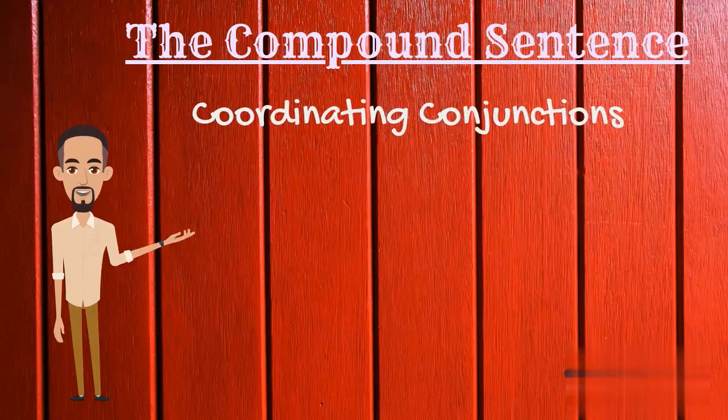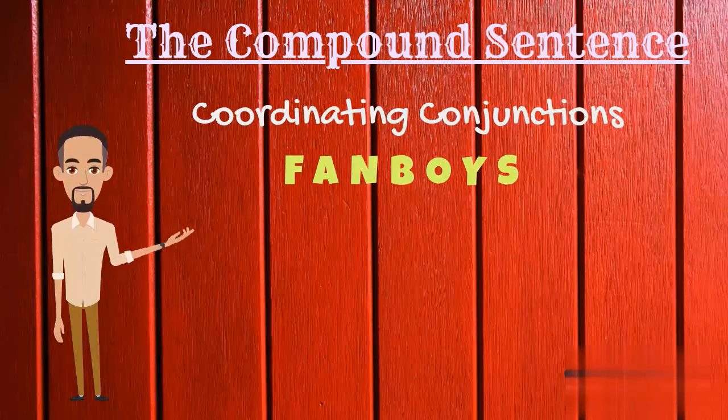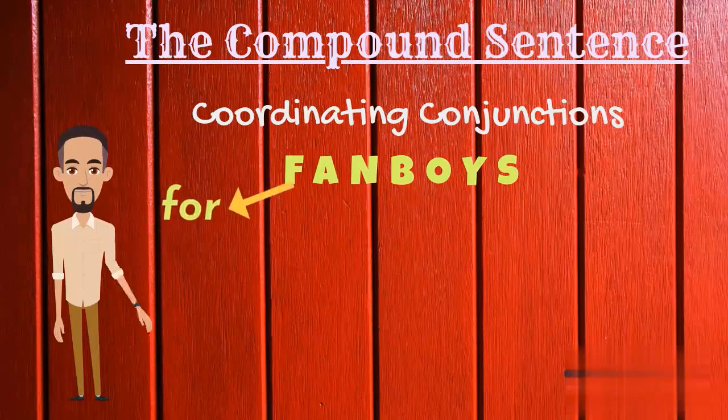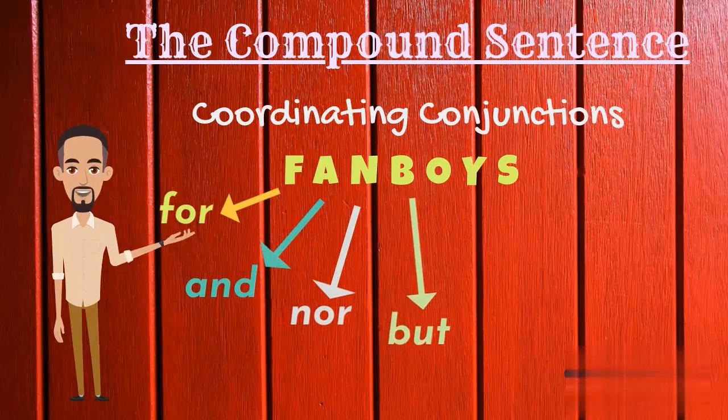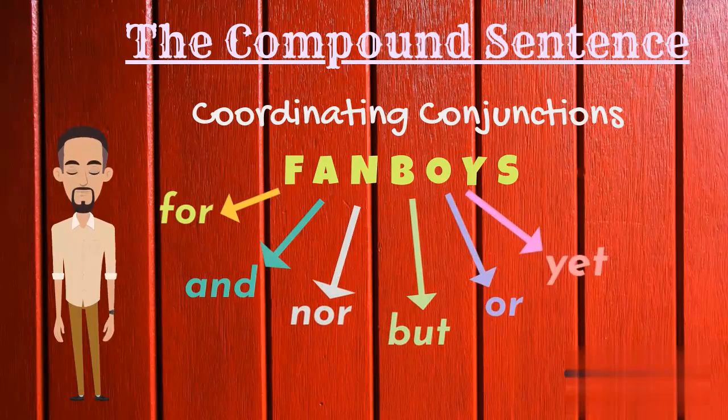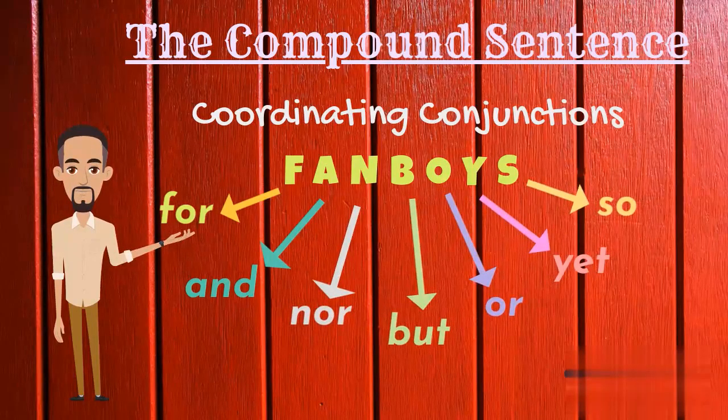But what are the coordinating conjunctions that are used with the compound sentence? You should know this acronym by heart. Fanboys. Every letter here stands for a conjunction. We have for, and, nor, but, or, yet, and so.